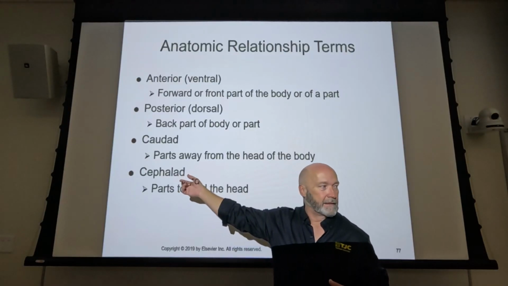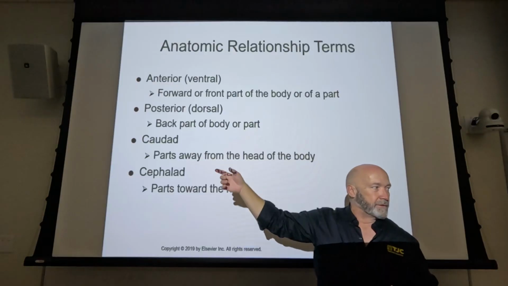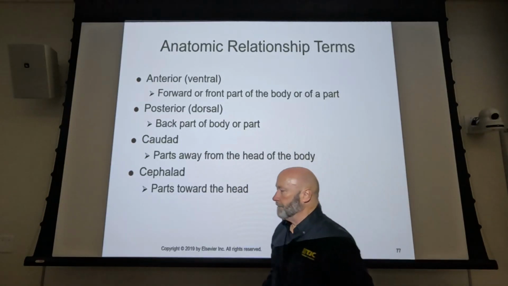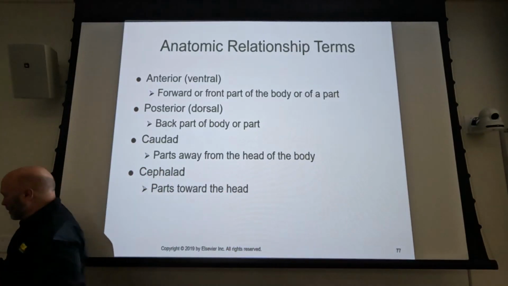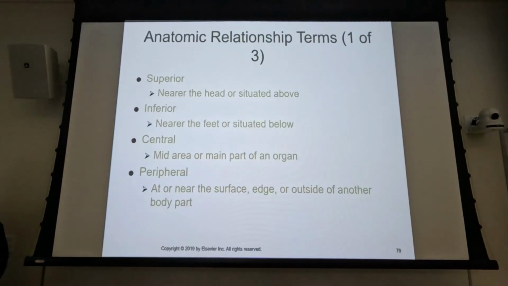Cephalic angulation, as opposed to towards the feet, would be a caudal angulation. We'll talk more about that as we've got some specifics in that as well. So superior, near the head. There's a lot of commonality in some of these. Can y'all see that okay, or do I need to change the color? You're good? Okay. So inferior is nearer to the feet.